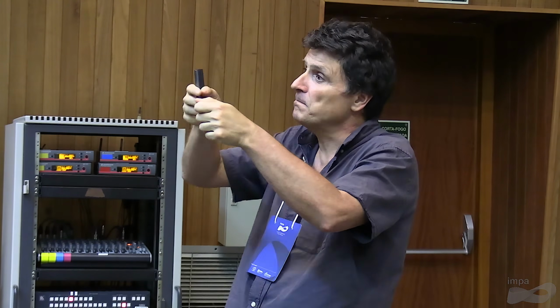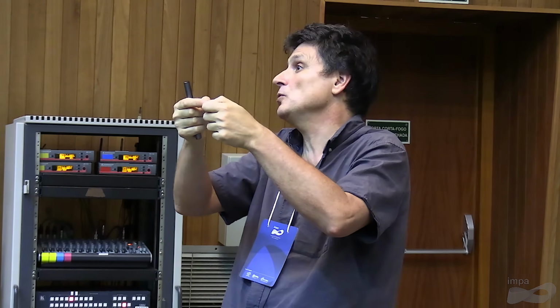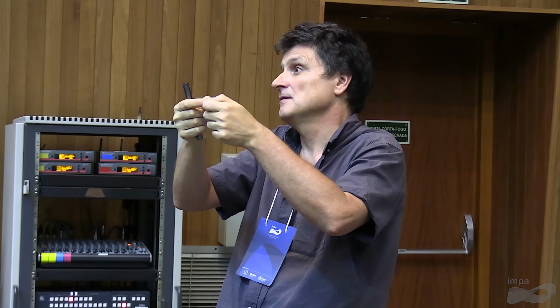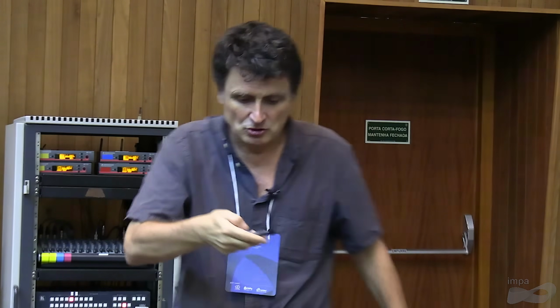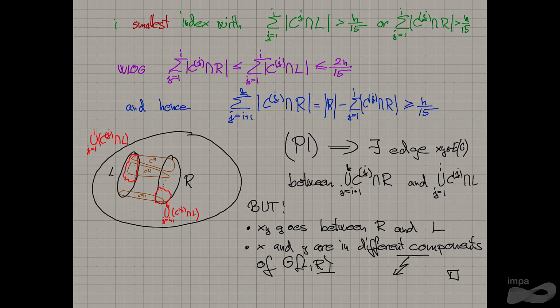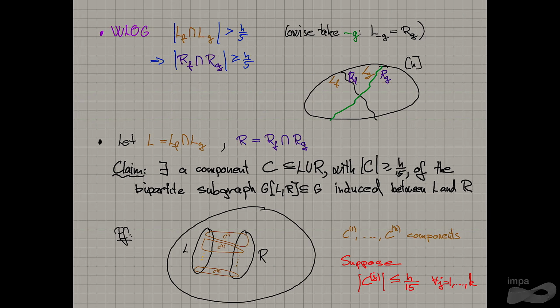In this component. This is a component in a bipartite graph, right? So you only know that it's a bipartite graph because I chose it. I chose this component to be a component of the bipartite subgraph.